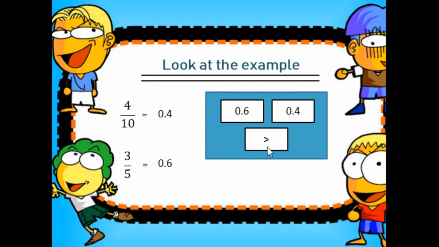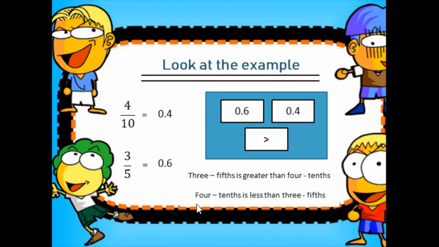So how are you going to say it? Alright, you say 3 fifths is greater than 4 tenths. Or you can say the other way around. 4 tenths is less than 3 fifths. Greater than meaning it's big, less than it's small. Remember, okay? Alright, let's have another example.